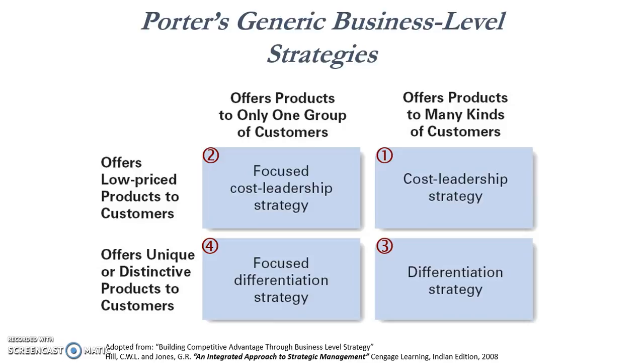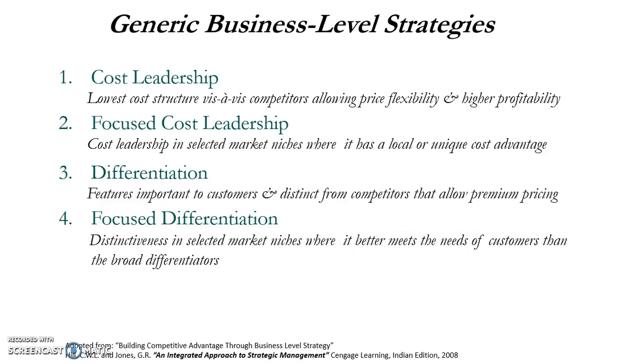So at the end of this whole brief lecture, let's quickly summarize the whole concept that we have just learned. The first strategy is cost leadership, which is the lowest cost structure vis-a-vis competitors, allowing price flexibility and higher profitability. Second is focused cost leadership, so it's the same cost leadership in a selected market niche. Third is differentiation, where we are talking about distinctive features and we are looking at premium pricing. And in focus differentiation, the market size has been shrunk and we are only catering to niche markets.